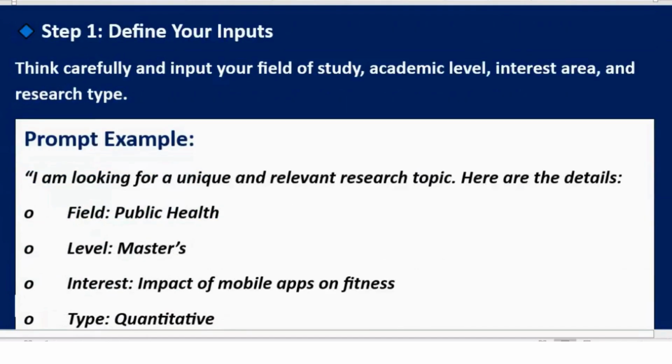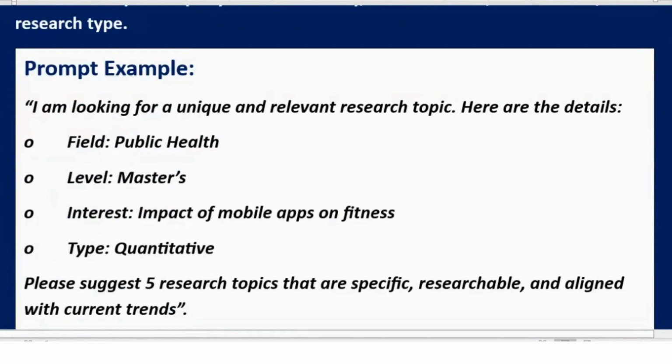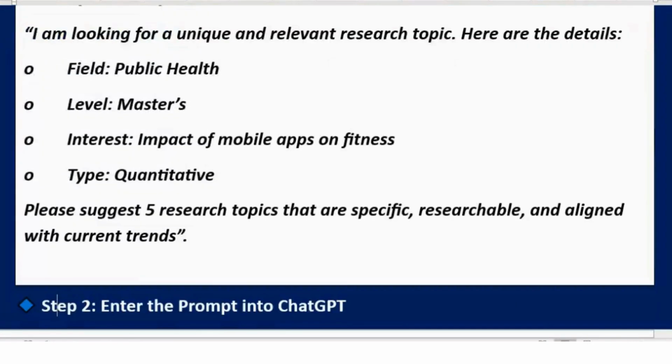Prompt example. I am looking for a unique and relevant research topic. Here are the details. Field: public health. Level: Master's. Interest: impact of mobile apps on fitness. Research type: quantitative. Please suggest 5 research topics that are specific, researchable, and aligned with current trends.